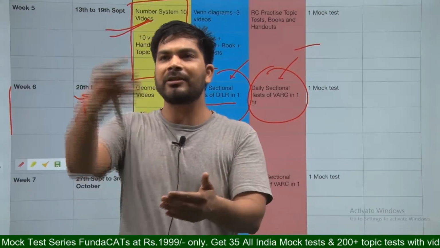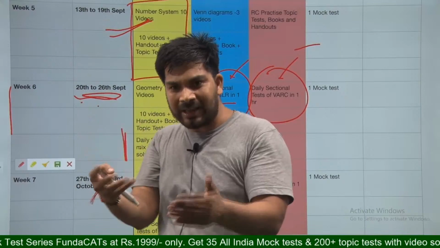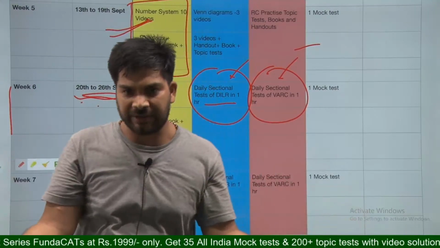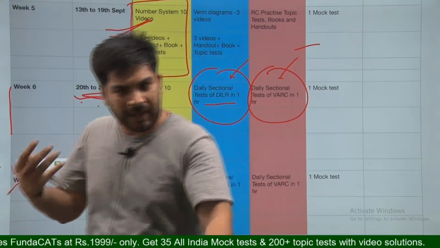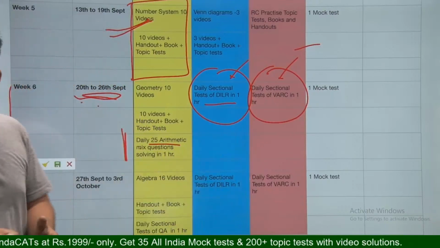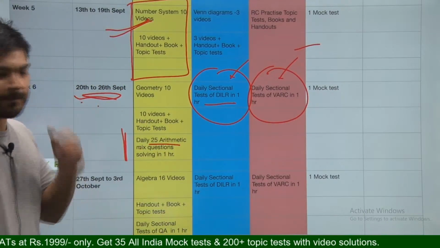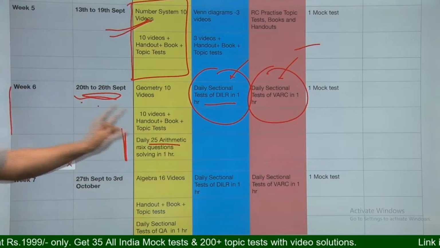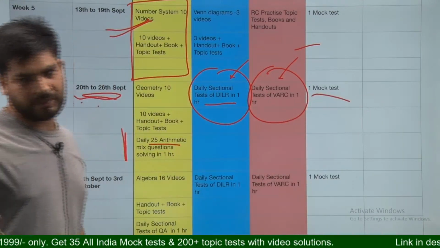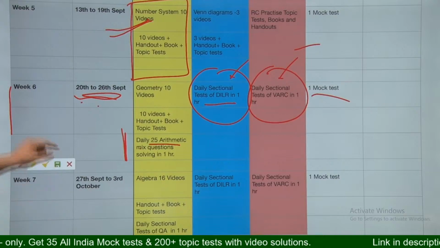Maybe you can club 3 topic tests together and you have 1 sectional test here, right? So this is how you should be playing. Maybe you can club 4 topic tests and 1 sectional test is ready. And then towards the end of it, 1 mock test essentially is indispensable.